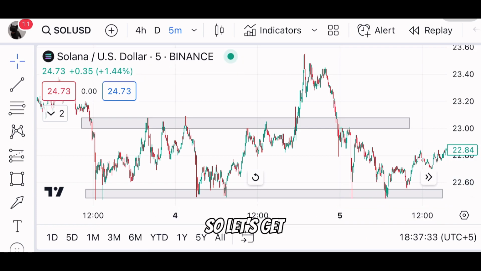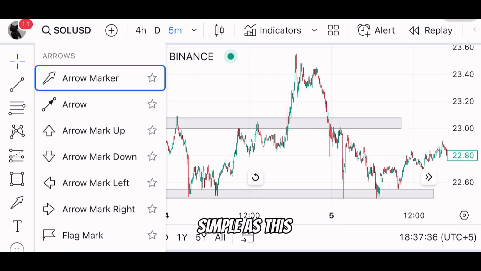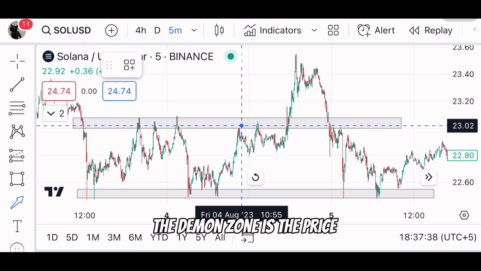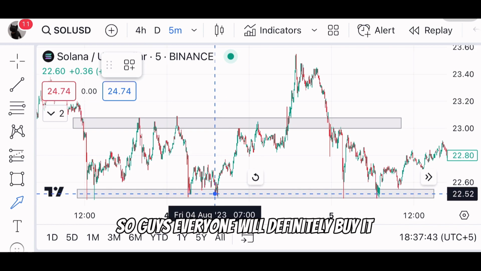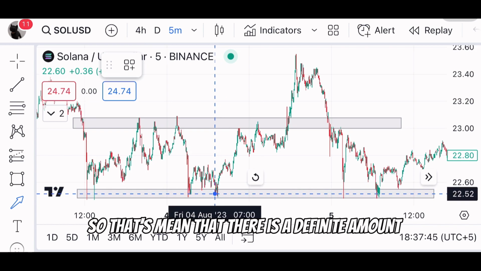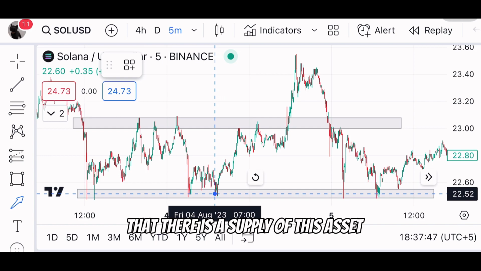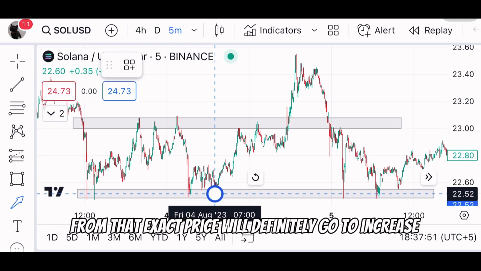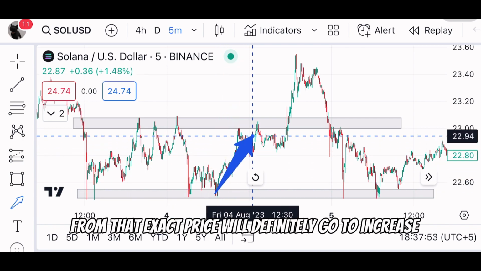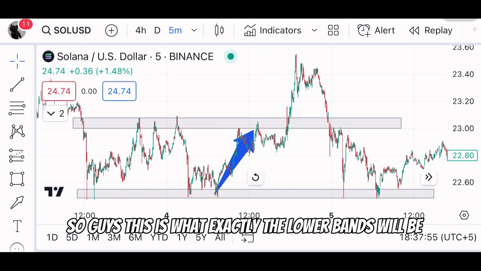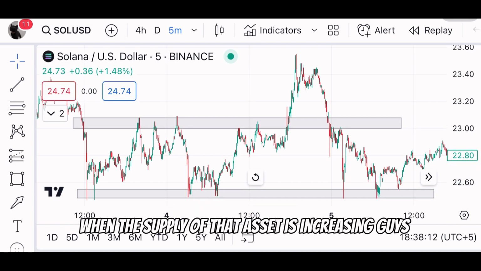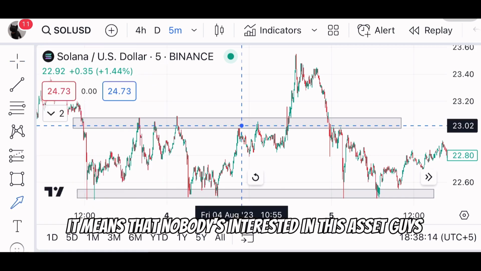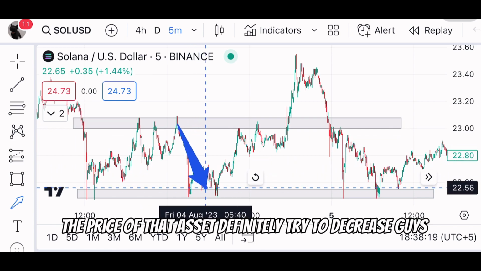So let's recap the concept. Simple as this: the demand zone is the price where the asset is selling at very cheap prices, so everyone will buy it, and the price from that level will go up. So the lower bands will be the demand zone. When the supply of that asset is increasing, it means nobody's interested in this asset, and the price of that asset will try to decrease.